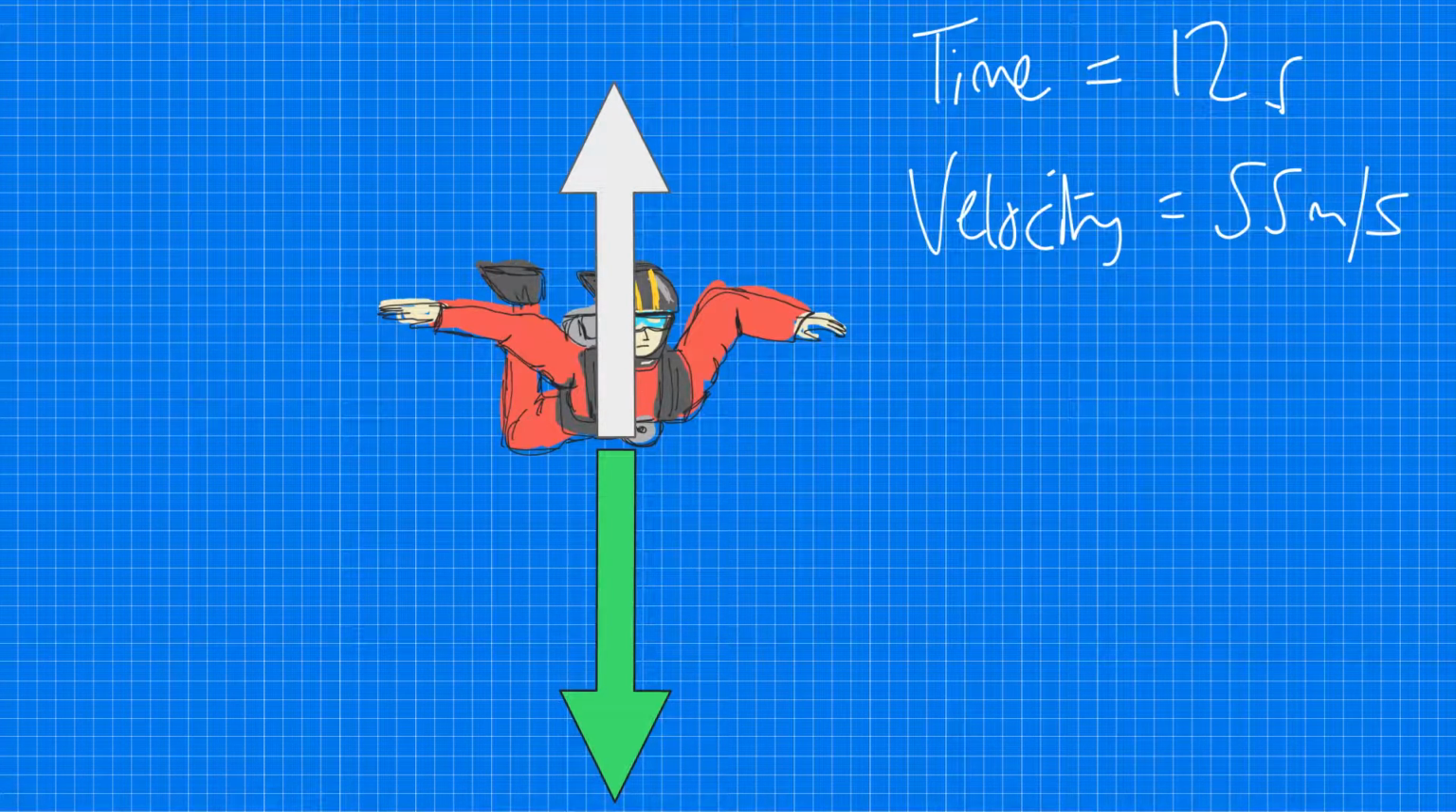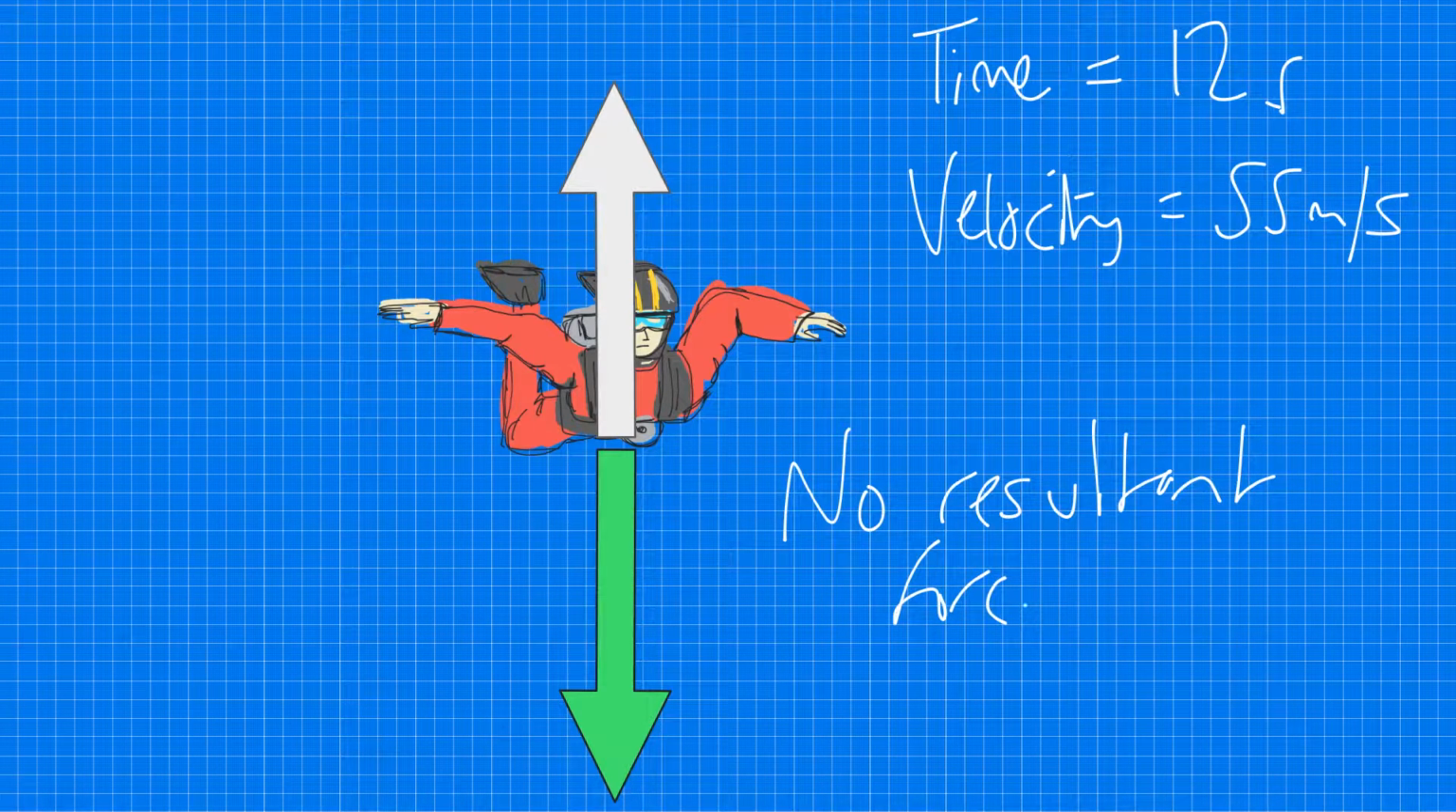Remember, Newton's first law says if there are forces acting on an object and they're balanced and it's already moving, it will stay at a constant velocity. So in this circumstance, there is no resultant force, so there's going to be no acceleration. It's going to be a constant velocity.